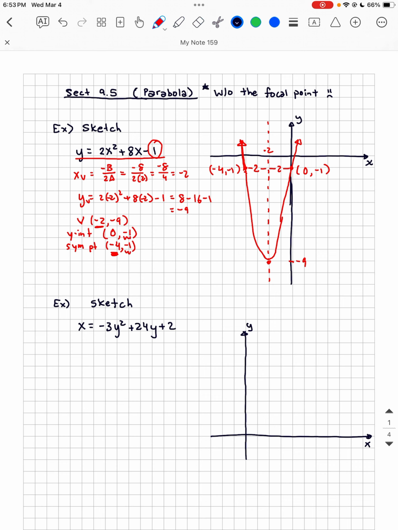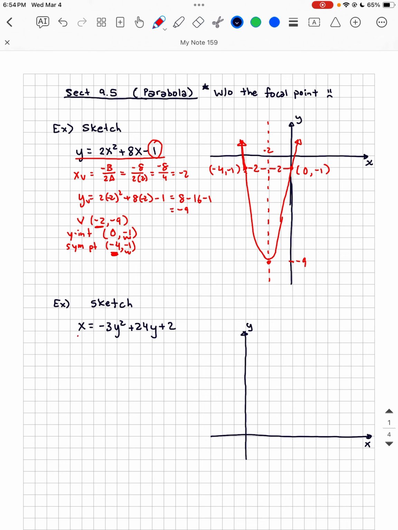All right, so that is just kind of a recap from last time of how to sketch a parabola using, well, what we know and the quick way. So now we're going to go ahead and sketch the parabola again, but this time with a different orientation because we're going to flip our variables.